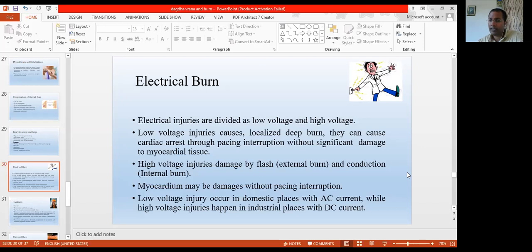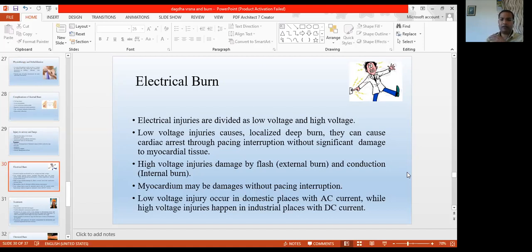So here the low voltage injury is caused by AC, and the high voltage injury is caused by DC. The high voltage injury most commonly occurs in industrial cases, and here also the damage occurs due to the travel of high voltage current in the body. So it damages the skin, soft tissue and the muscles also.